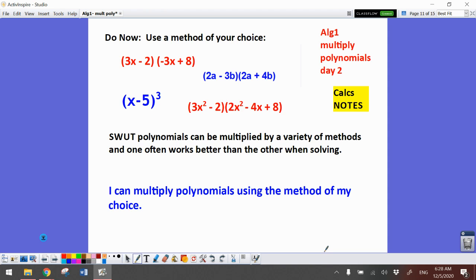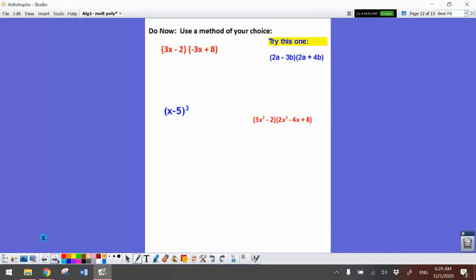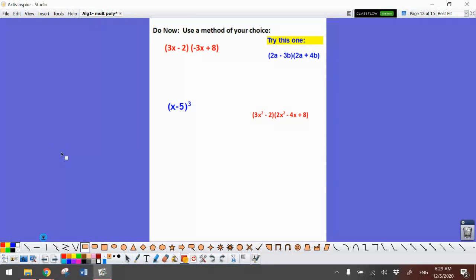Okay, so today we're going to continue to work on multiplying polynomials. Yesterday we took a look at the area model and we also used the distributive model. So I want you to work on these 4 problems for me, and it doesn't make any difference which method you use. You can use any method. So go ahead and decide which method you want to use and start working. I'll catch up with you in a little bit.